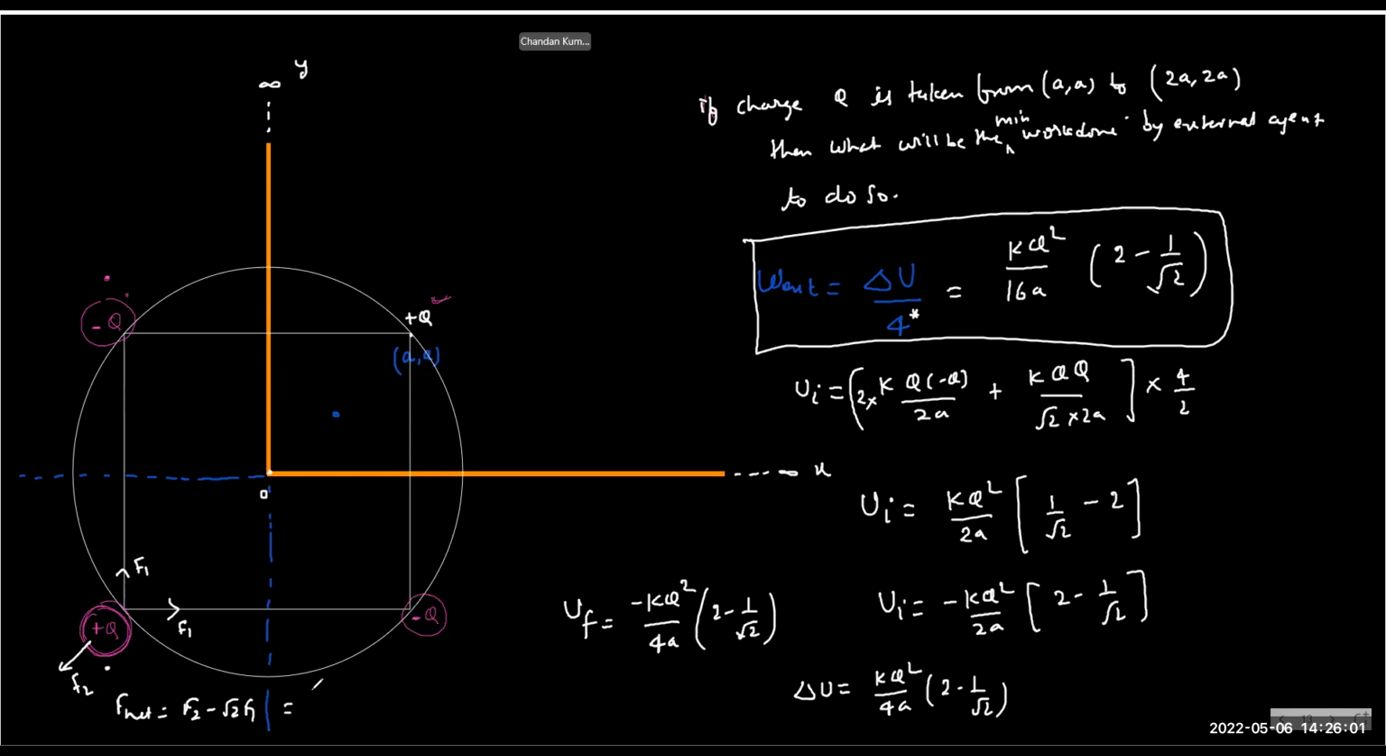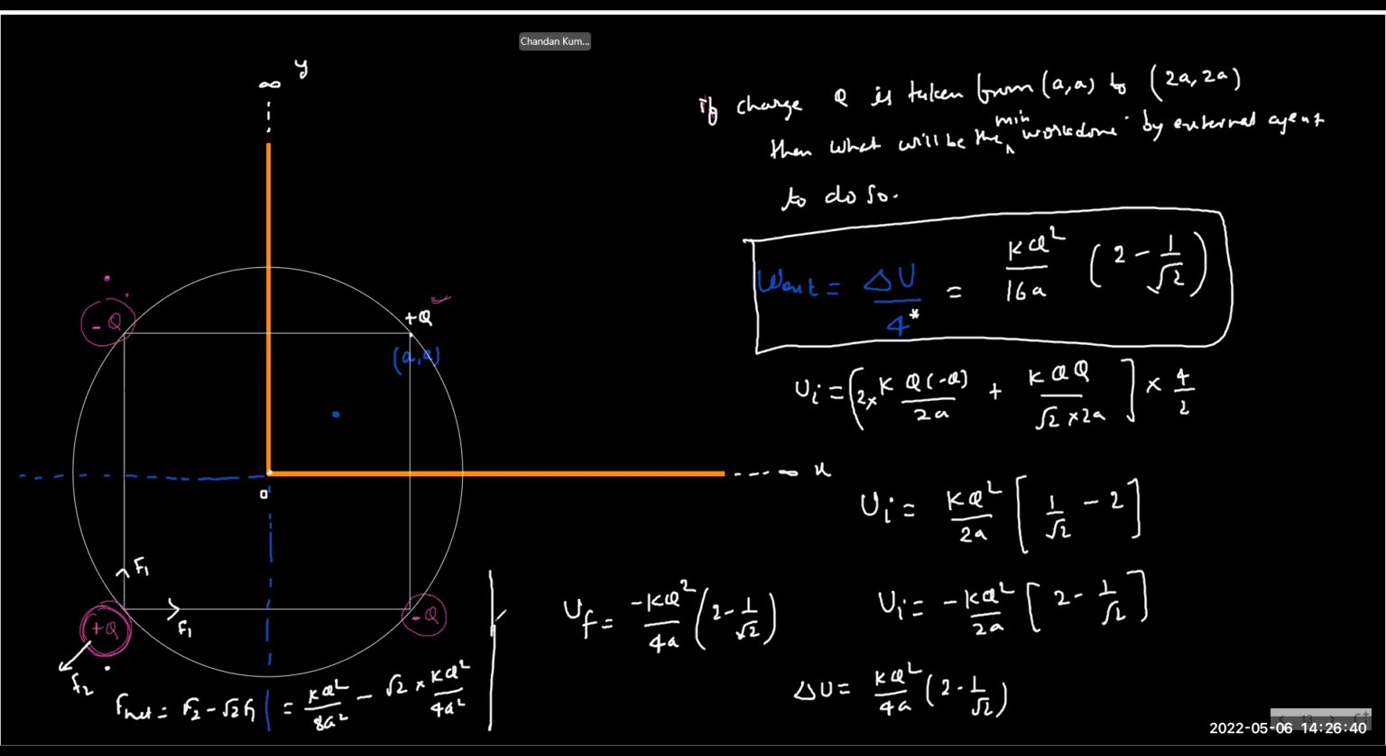And F2 we can write as KQ square by root 2 times 2A whole square, which is 8A square. Minus root 2 F1, how much is that? Value wise, because we have taken a direction, KQ square by 4A square. That's it. Of course this is the bigger one, so you can just change the minus sign. So this is the net force value, and we can get the answer easily.